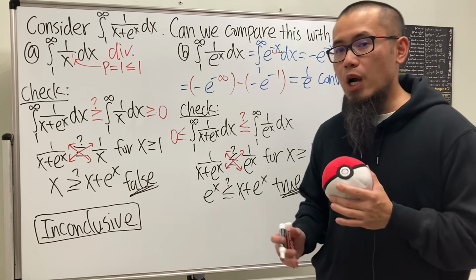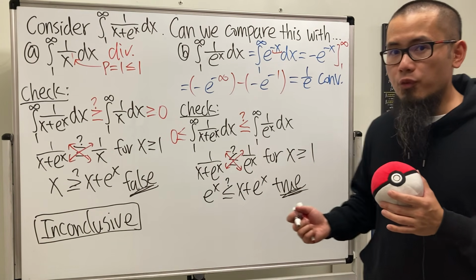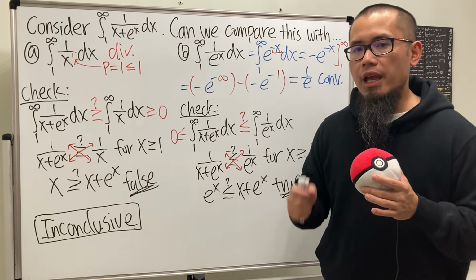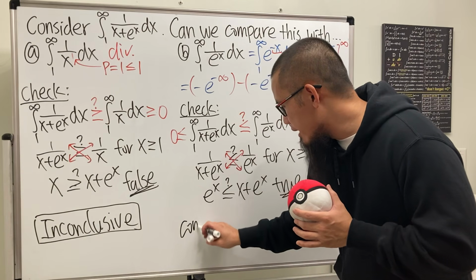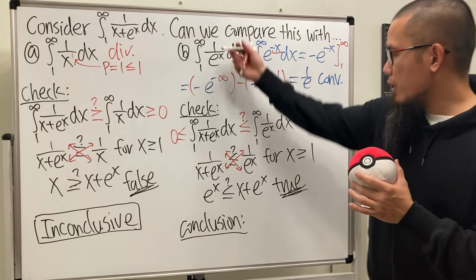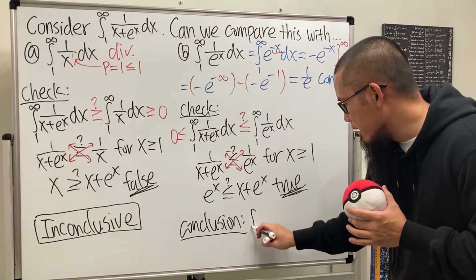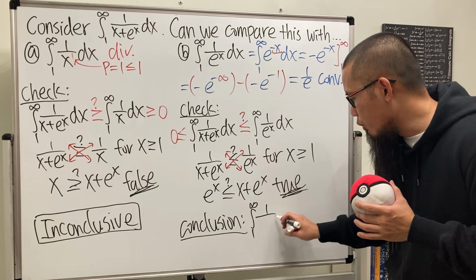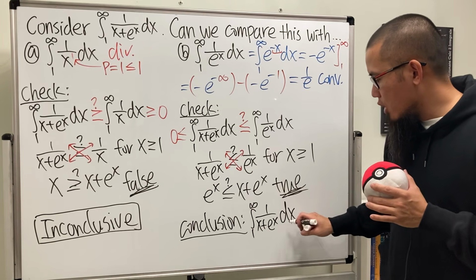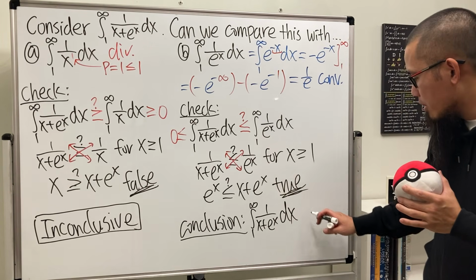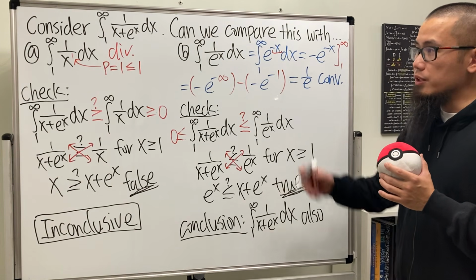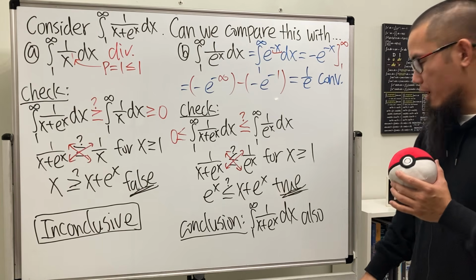This time, we end up with a true inequality. Therefore, we can actually use this right here to draw a conclusion. And the conclusion is the following. Let me write that down. The conclusion is, let's go ahead and write down the one that we're trying to do again. The integral going from 1 to infinity of 1 over x plus e to the x. And let's use the word also. This right here, also. Also what? Well, the conclusion is that we know that right there also converges.